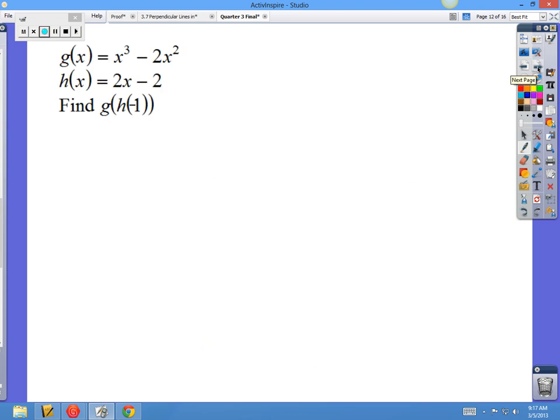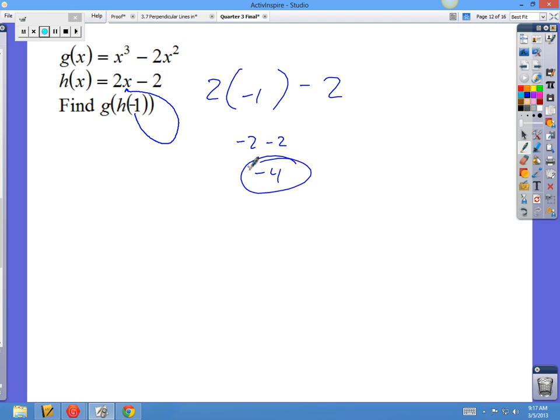Okay, this is where we left off a few weeks ago. So, you're given two functions, a function called g and a function called h. They want you to take negative 1 and first sub it into h. So you're going to go 2, there's my x. You're going to sub in negative 1 in place of x. So 2 times negative 1 is negative 2 minus 2. There we go. If I do that, I should get a negative 4.